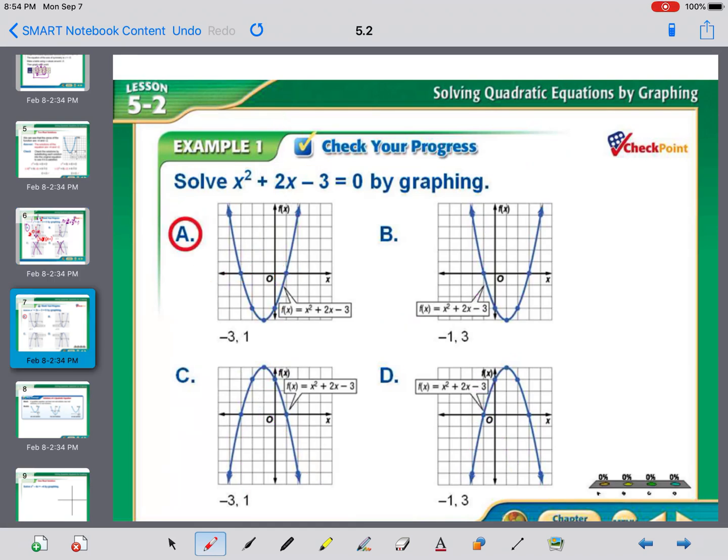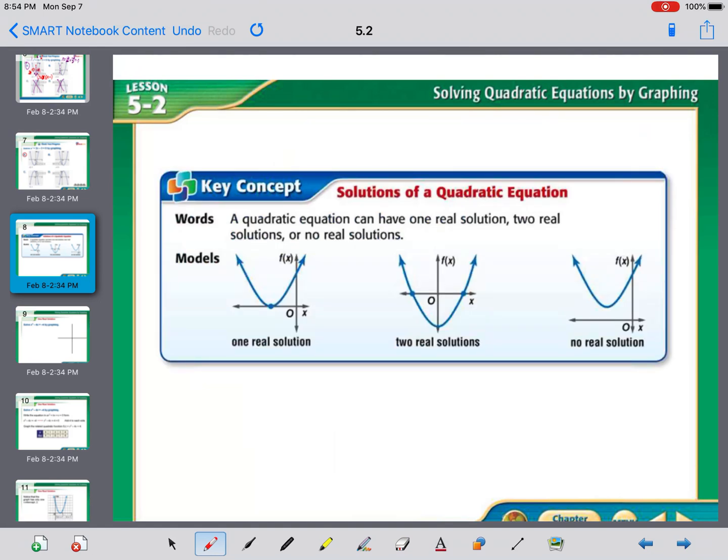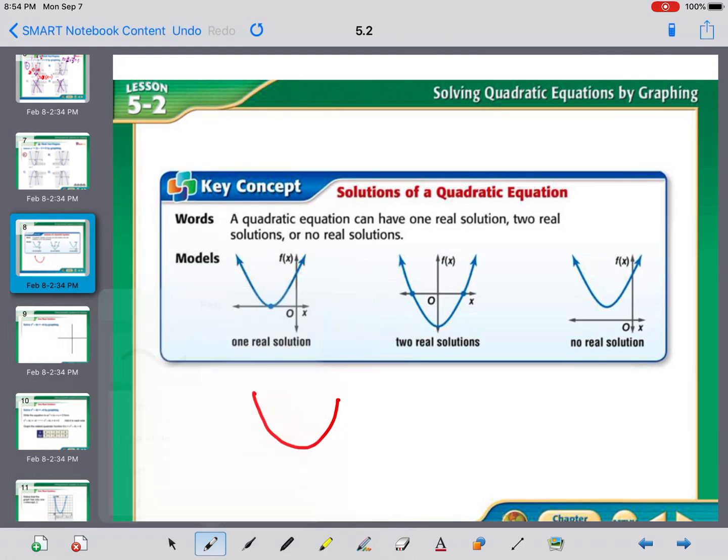I think I can't count. That's a negative 3, so that's a positive 3. Sorry about that. I was looking at the axis of symmetry instead of the x or the y axis. So anyway, A is the answer. But it's just neat how all that works.